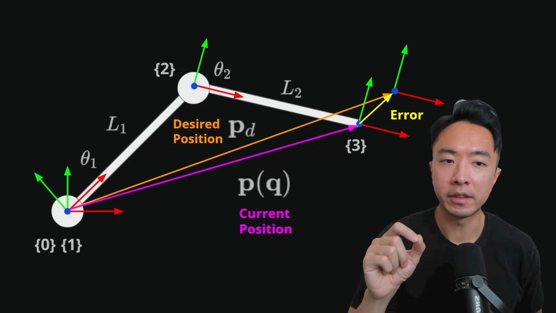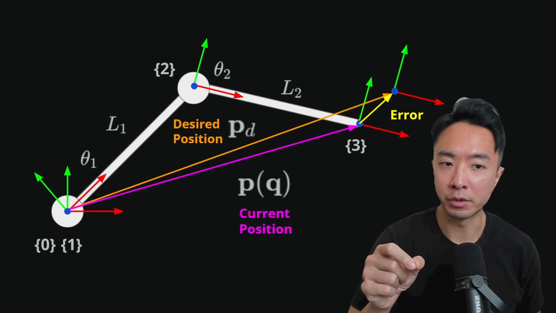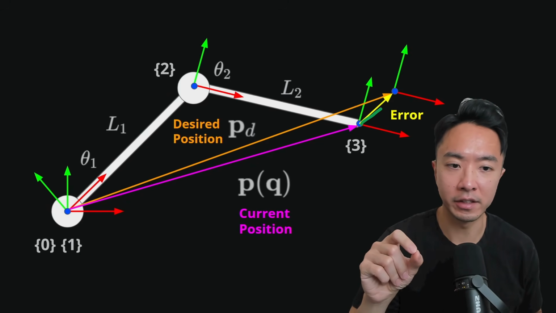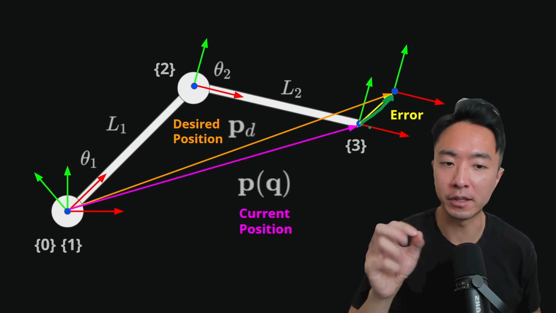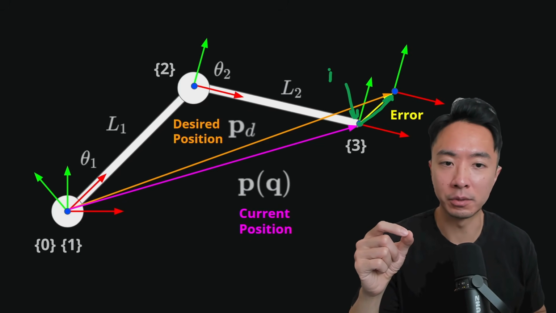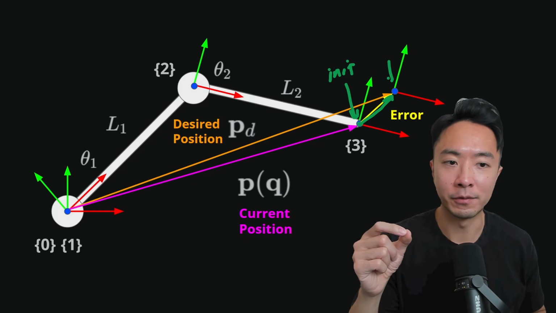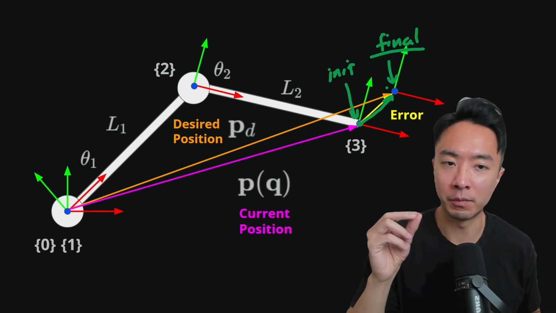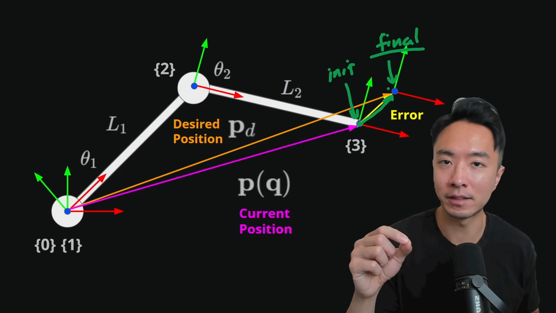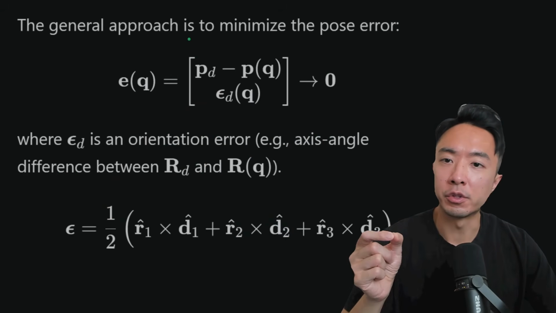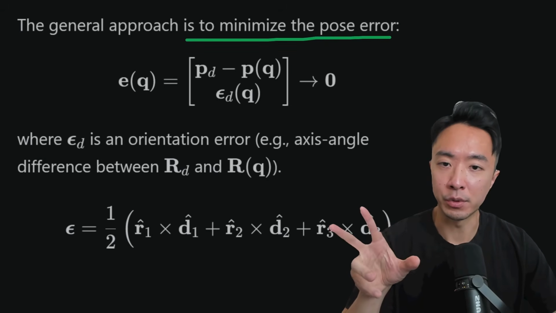Now, to calculate the inverse kinematics using the numerical approach, the core idea is that we're relying on some error vector. This error vector is the difference between your initial position and some final position, or target position, that we're trying to reach. So it's really the core concept of moving from one point to the other, but in practice, this movement between the 2 points is very, very small. So the general approach is to minimize this pose error that we talked about.